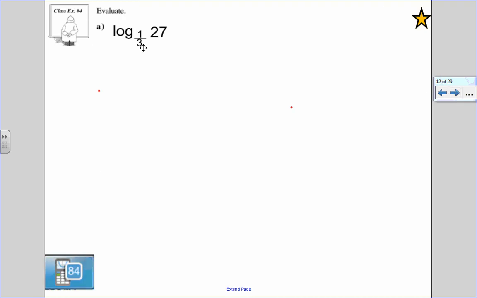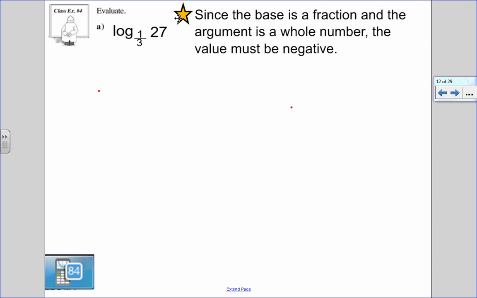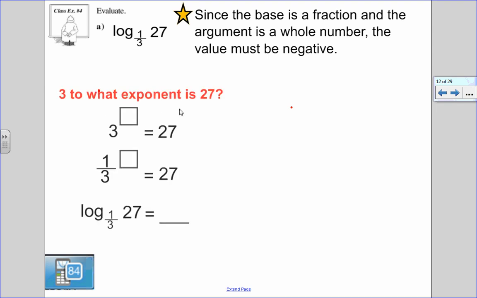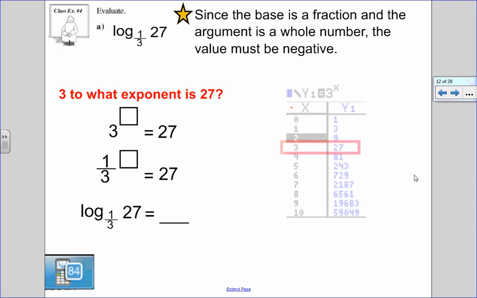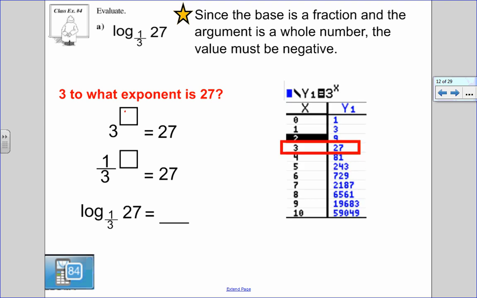So log base a third of 27. Again, since the base is a fraction and the argument is a whole number, the value must be negative. So I'm not going to focus on the 1/3, I'm going to focus on the 3. So I'm going to say 3 to what exponent is 27? So I can go to my powers of 3, and I know that 3 cubed equals 27. So since they are different values, fraction, whole number, I know that it has to be to the negative 3.